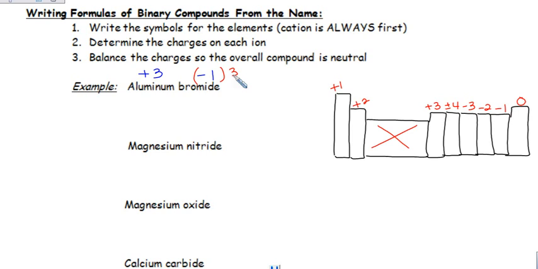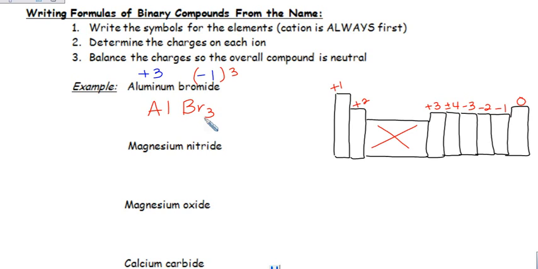If you need to multiply the charge times 3 so that they'll add up to 0, that becomes the multiplier or the subscript in your formula. So we would write this as AlBr3. We need 3 bromine to make this neutral.